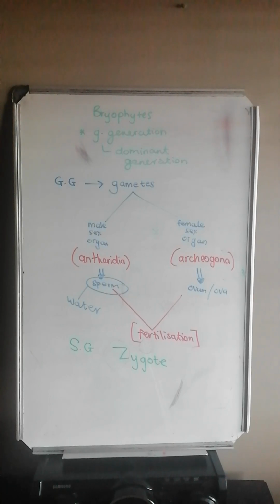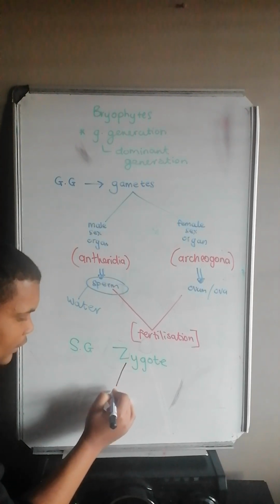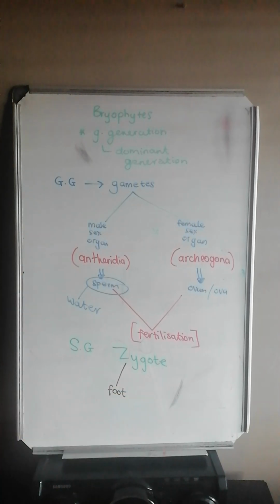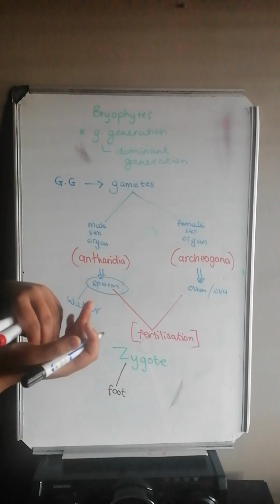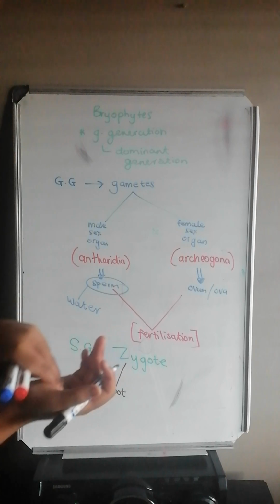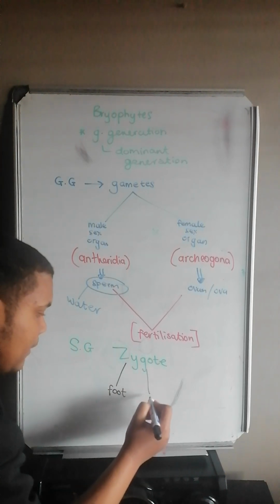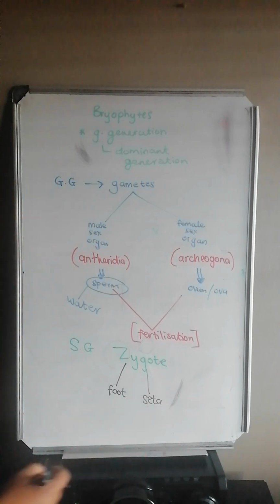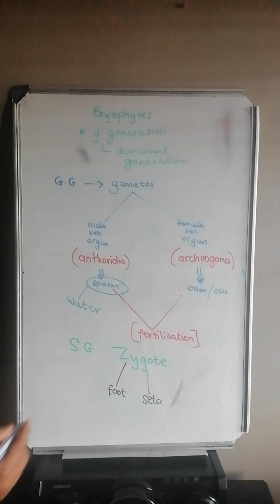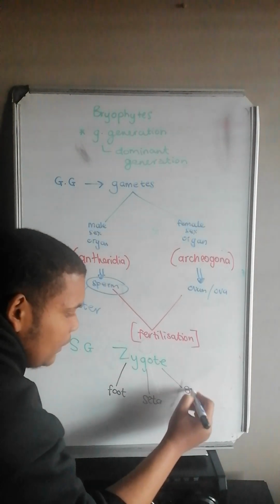Now that zygote will develop structures. If you have the drawing in front of you, good, because then you will know what structures I'm referring to. The zygote will develop something known as a foot, and that foot anchors the sporophyte generation to the gametophyte generation. Then it's also going to develop something known as a seta, which is there to bear the sporangium. The third structure would be the sporangium.